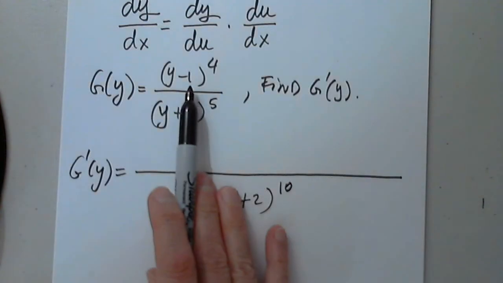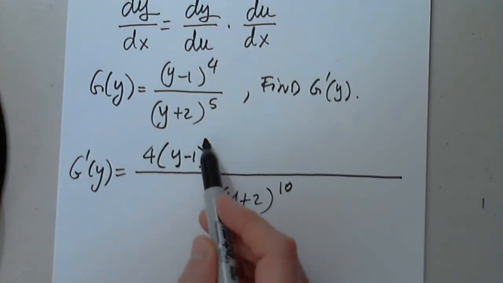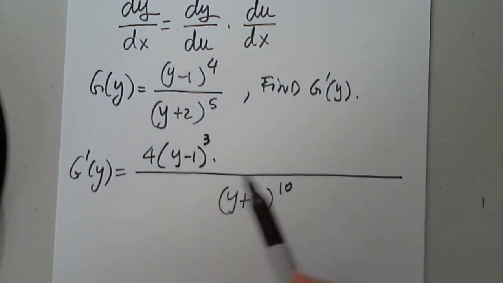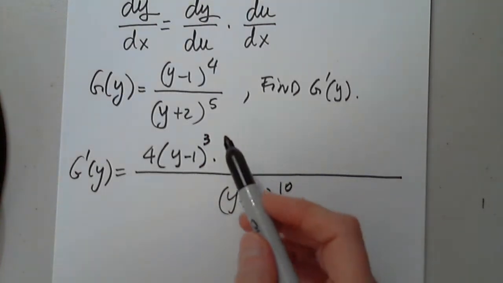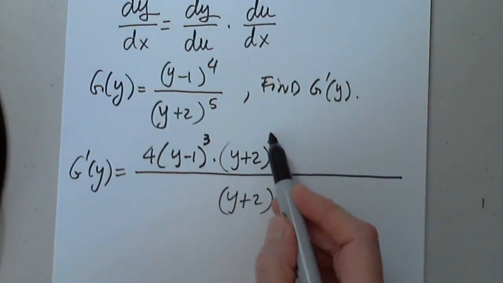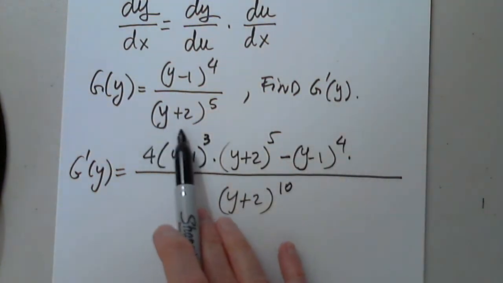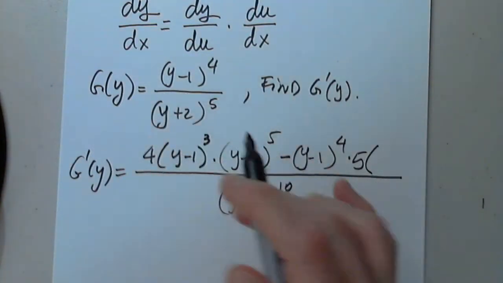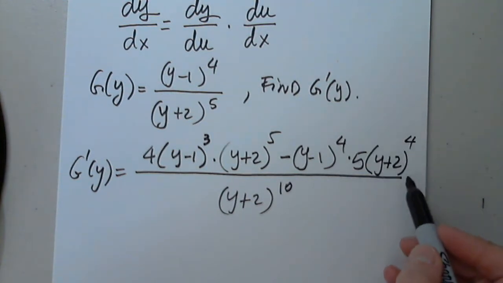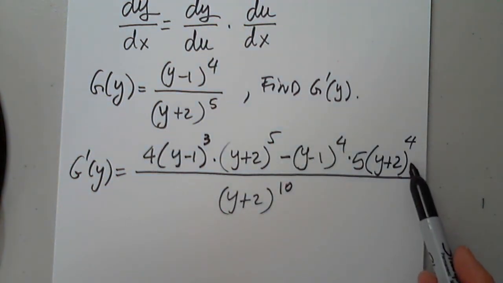Perfect. Now we have to differentiate the top. I bring down 4. I subtract 1 from the power. And luckily, times the inner function prime, but what is the inner function prime? 1. That's it. So I have to multiply by the denominator minus the numerator times the denominator prime. We bring 5 in front. We subtract 1 from the power. And luckily, again, the inner function prime should follow here. How much?